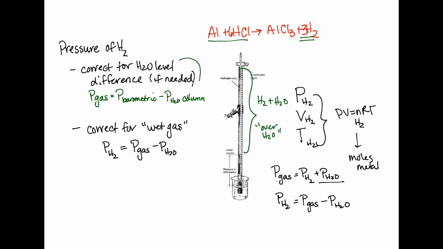So these are the two corrections that we will need to take into consideration when we're finding the pressure of our hydrogen gas. Your results section will lead you through those calculations, remind you to do them. This one you will need to do only if the water levels are different, but this one everybody will need to do.